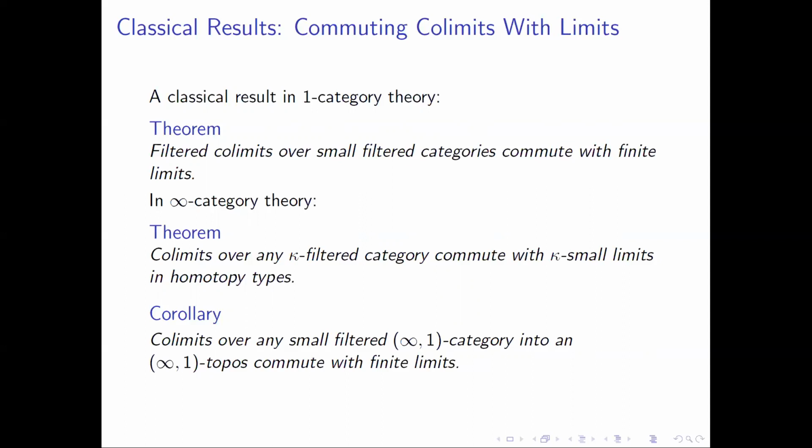There is a classical result in category theory that can be found, for example, in MacLane, which says that filtered colimits commute with finite limits. And then there is an infinitary version of that, which can be found, for example, in Lurie's book, that colimits over any kappa-filtered category commute with kappa-small limits for a cardinal kappa. And we have a similar result for infinity-one groupoids, infinity-one categories.